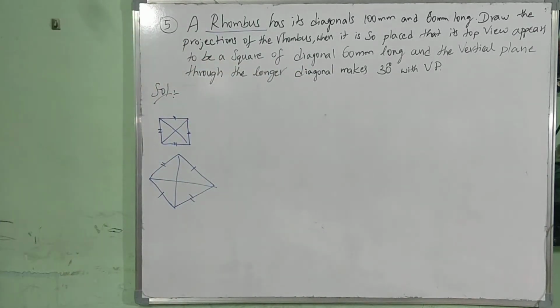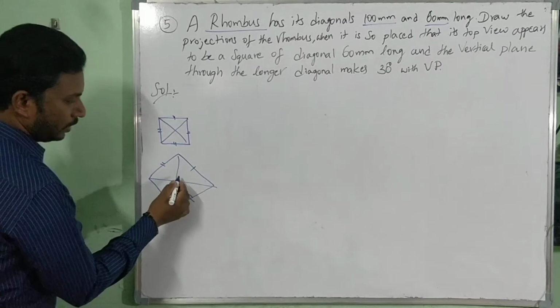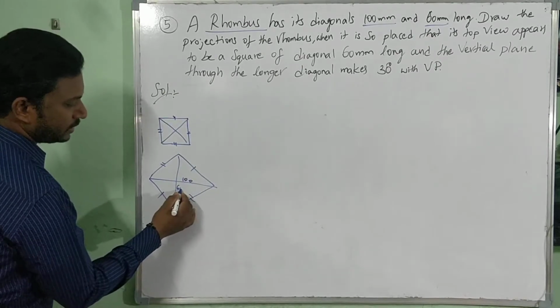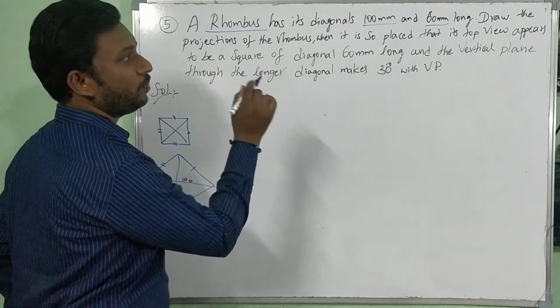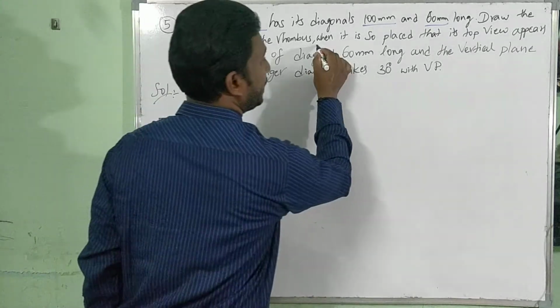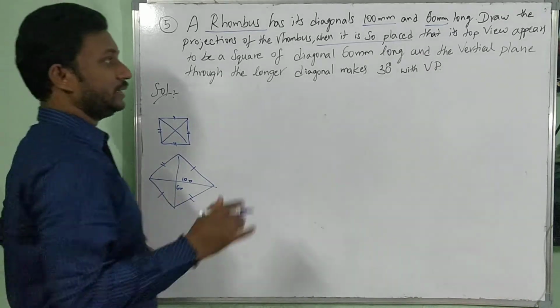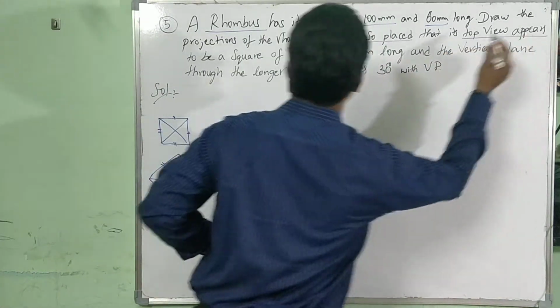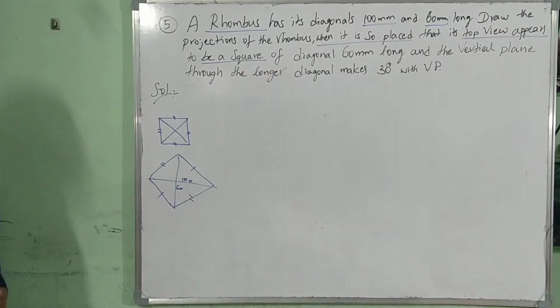The rhombus has its diagonals 100 mm and 60 mm long, right? Two diagonals: long one 100, short one 60. Draw the projections of the rhombus when it is so placed, in a particular position, that its top view appears to be a square. Its top view is appearing like a square.